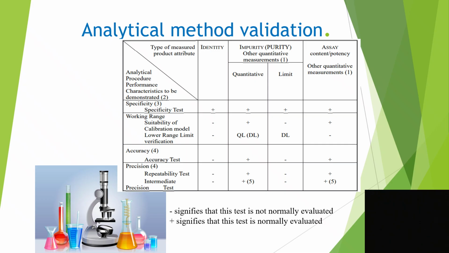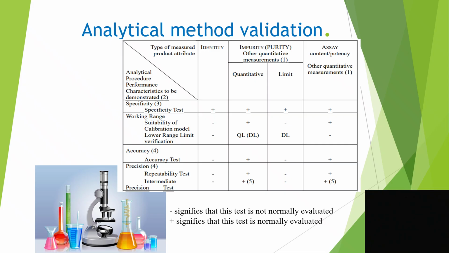The analytical method validation can be measured with respect to the impurity, purity, the assay, or the analyte. We have to understand it with respect to the quantitative or qualitative mechanism. Suppose there is an analytical procedure performance characteristic to be demonstrated. So what we are going to see is the type of measured product attribute. What are the attributes? Specificity, specificity test.